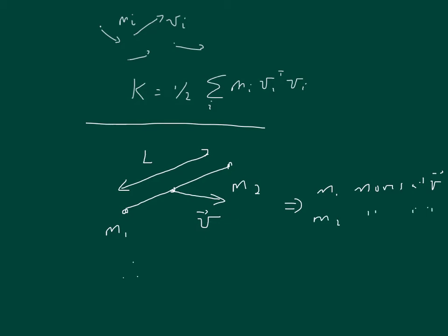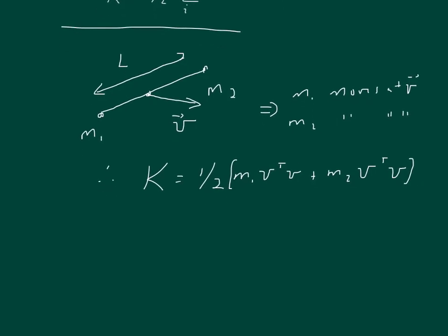Therefore, the total kinetic energy K is going to be 1/2, with both m1 moving at v and m2 moving at velocity v, and that means the total kinetic energy can be expressed as 1/2 (m1 plus m2) v transpose v.